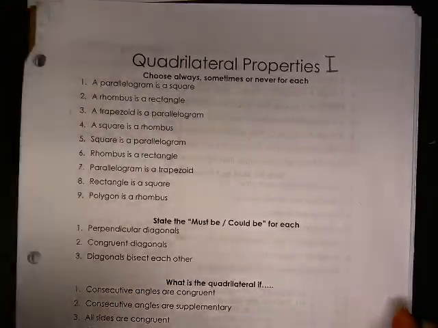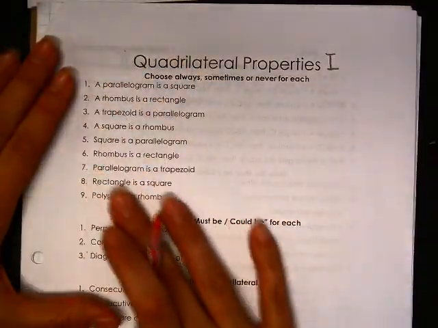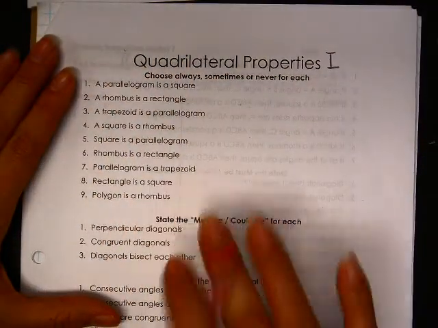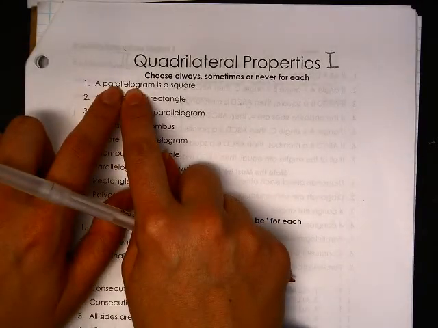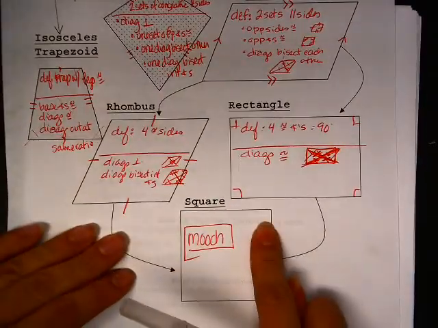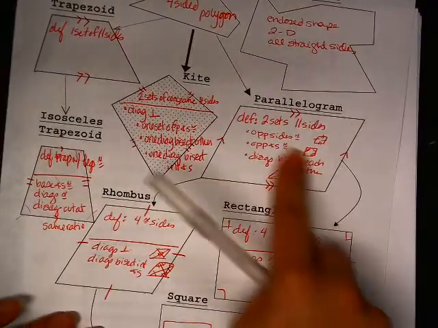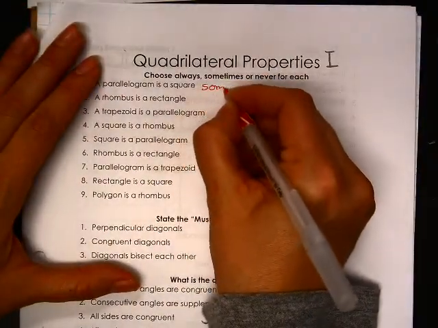Go ahead and look and see what we've got here. So the easiest way to think about these things is to think about it in terms of the definition. This is a shape that has parallel sides. Is it ever a square? Sure. A square has parallel sides. Now, we have other things that are parallel that isn't a square. So this one would be sometimes.